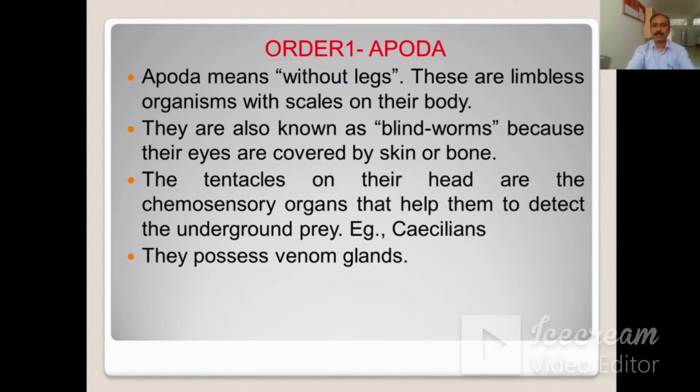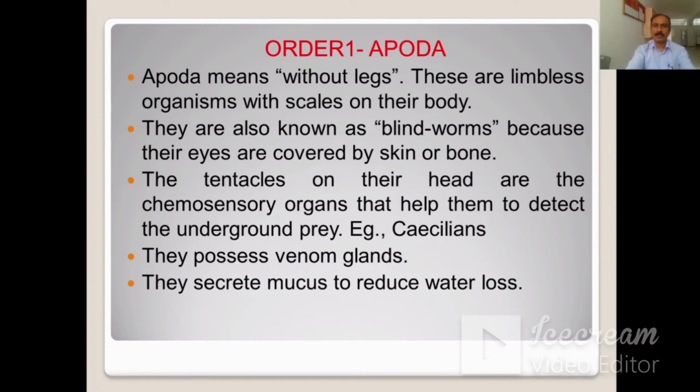These animals possess venom glands. They secrete mucus to reduce water loss. These are the examples of the order Apoda, that is Ichthyophis and Uraeotyphlus.